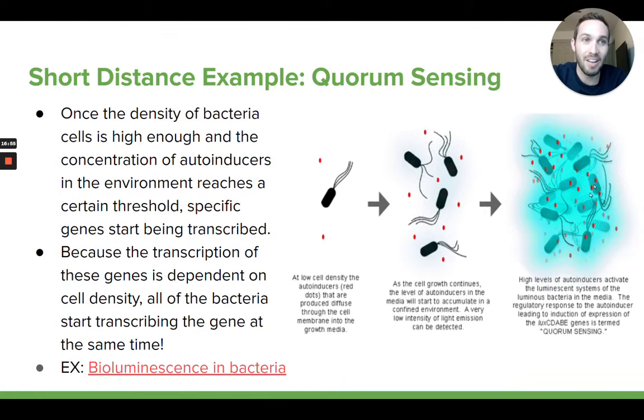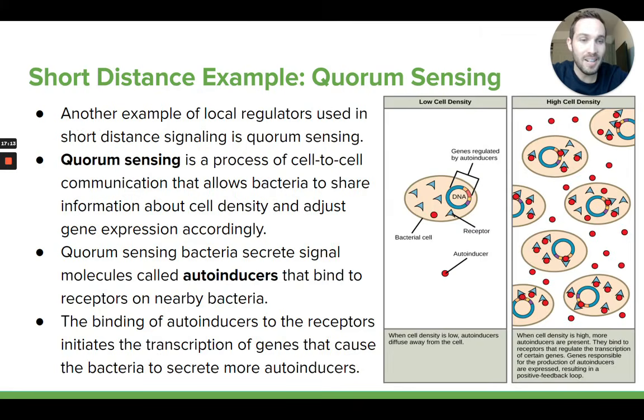It kind of allows these bacteria cells to get an idea of how populated other bacteria cells, how high the population density is of other bacteria cells near them, so that they can coordinate what they're doing dependent on that. And so this would be an example, again, of paracrine signaling.